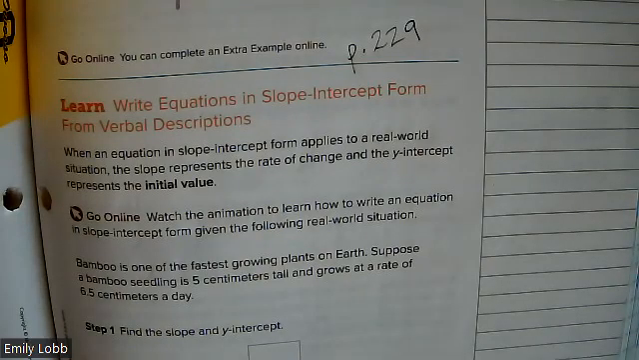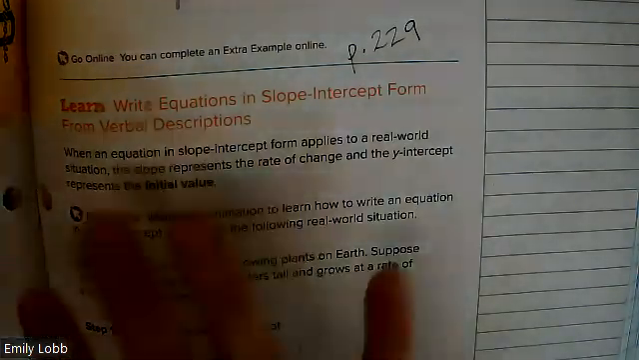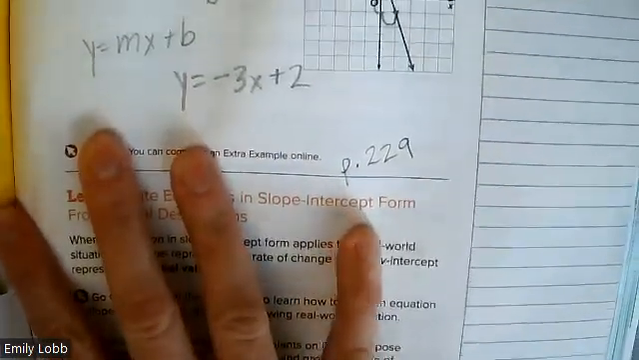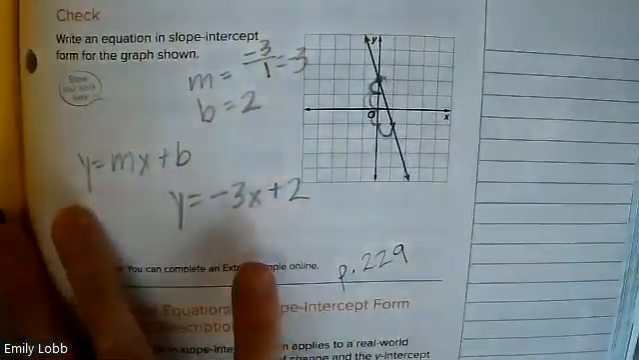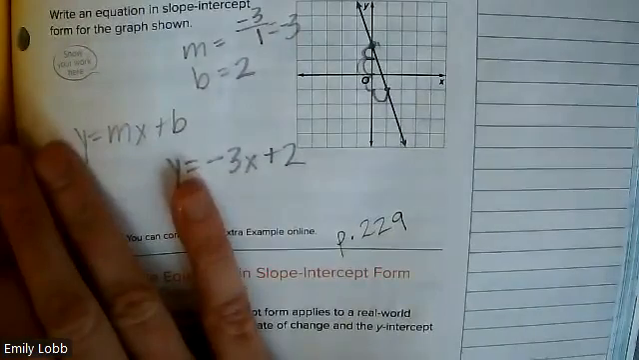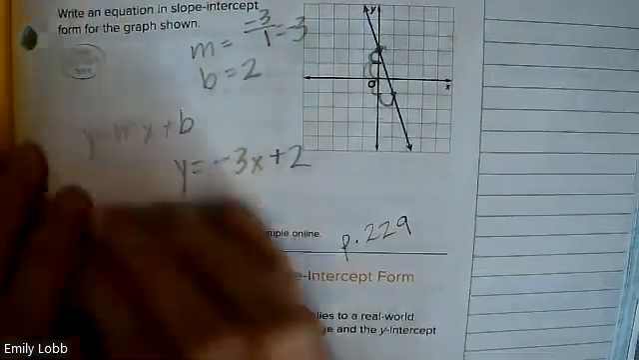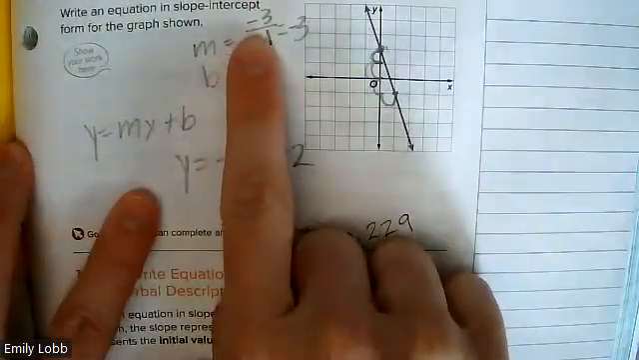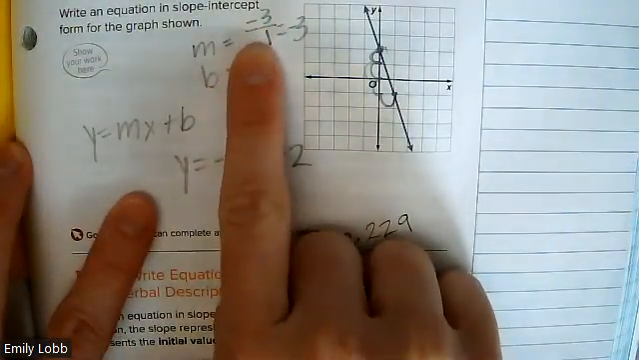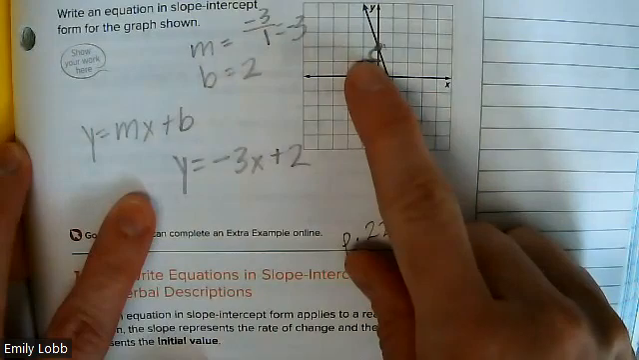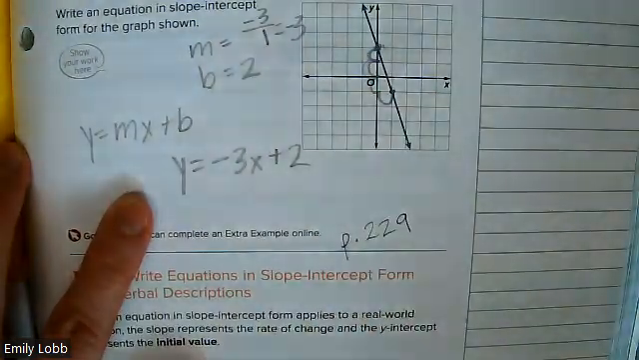We're going to start on page 229. We've already completed the check yesterday, so quick refresher there. Our slope is our rise over run. In this case, our rise is actually going down 3.